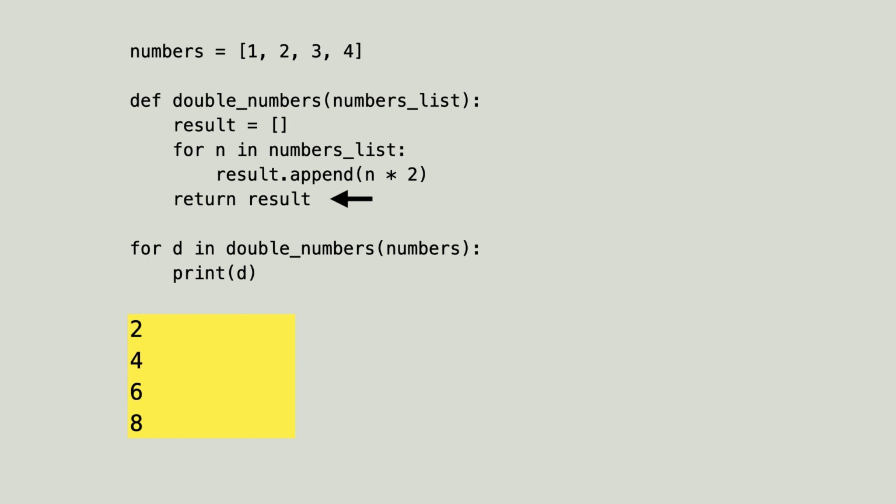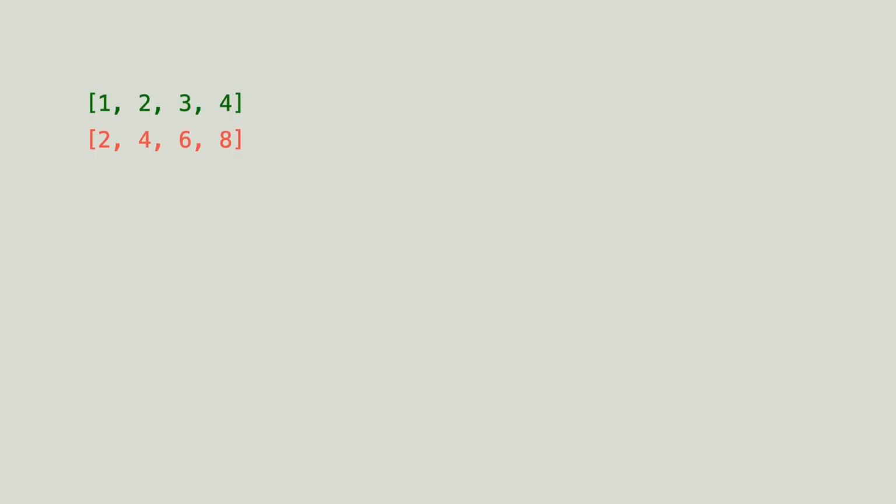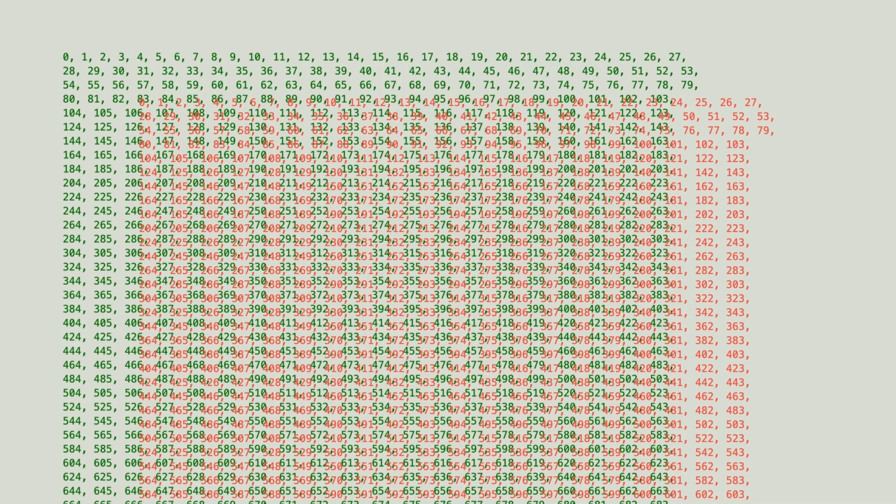But it has a problem, and that is this list. In memory, two lists exist: numbers and result. For small lists, this is not a problem. But you can already imagine that this will become a problem when lists grow. At some point, poor Python will start to suffer.